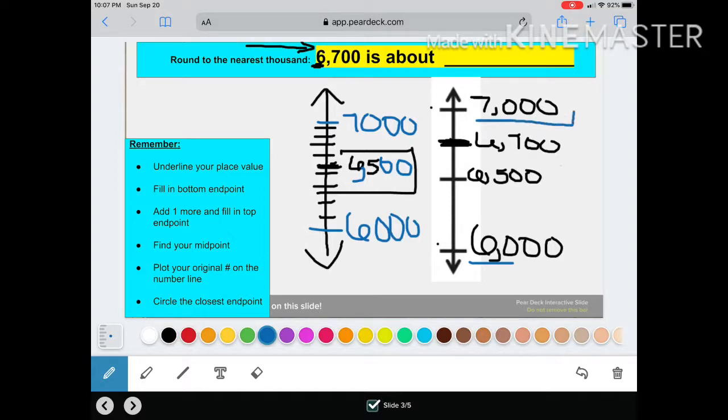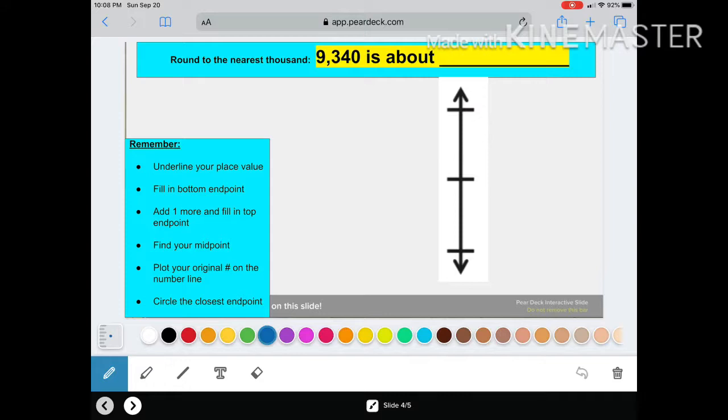Absolutely, it's closest to 7,000. That number is looking real fine, you guys. So that means that 6,700 is about 7,000. Let's try another one. You guys are doing awesome.